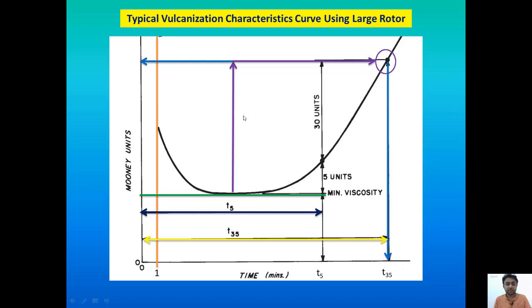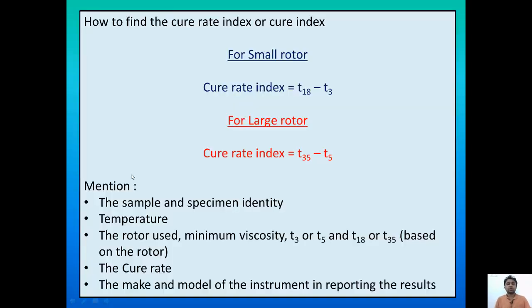So how do we measure the cure rate then? If you use a small rotor, I will go to the large rotor first. So the cure rate index, how fast the vulcanization, how fast the curing occurs, how fast the crosslinks are formed, is measured using this equation: T35 minus T5. We know these values from the x-axis of the curve, so we have to take this difference.